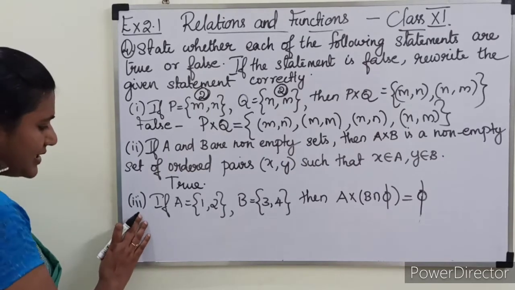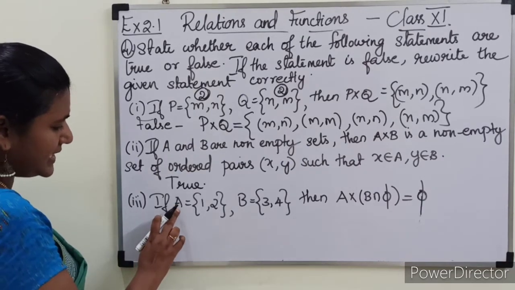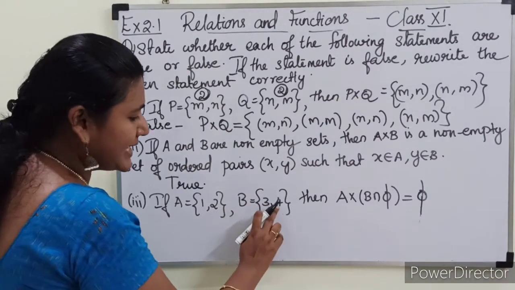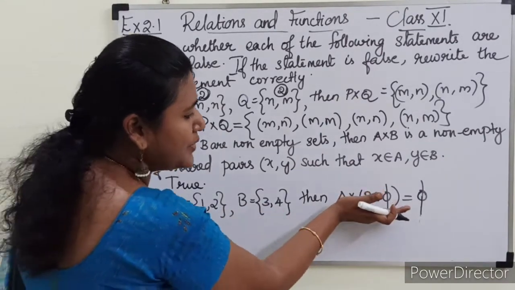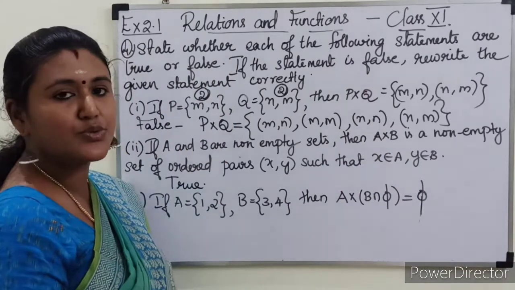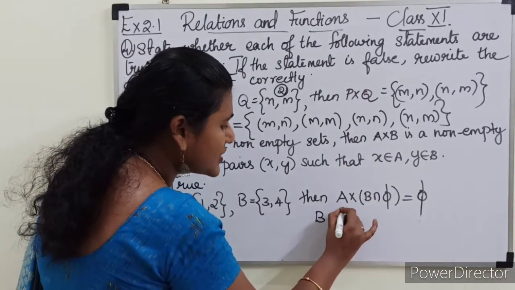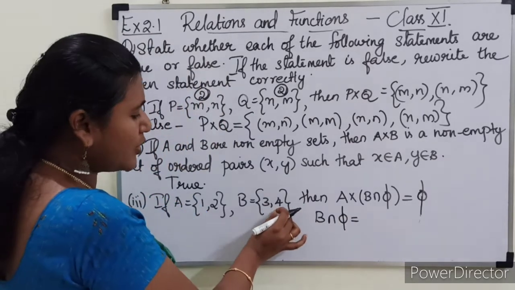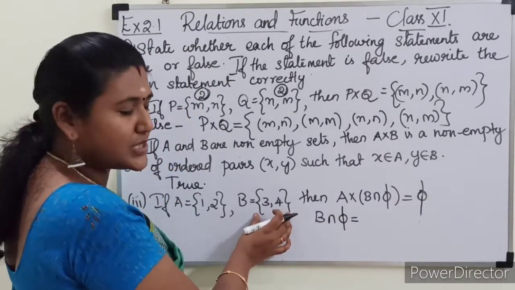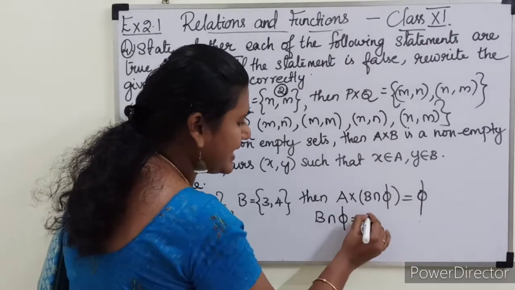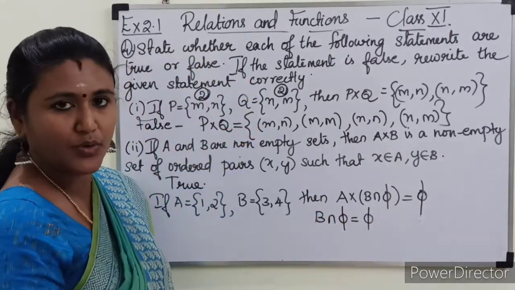Now we will move on to the third question. The third question is: A is equal to the set {1, 2}, B is equal to the set {3, 4}. Then we have to check whether the statement is true or false. We will check now: what is B intersection null set? Set B is equal to {3, 4}, it is given in the question. So if we are taking intersection with the null set, the answer will be the null set only.